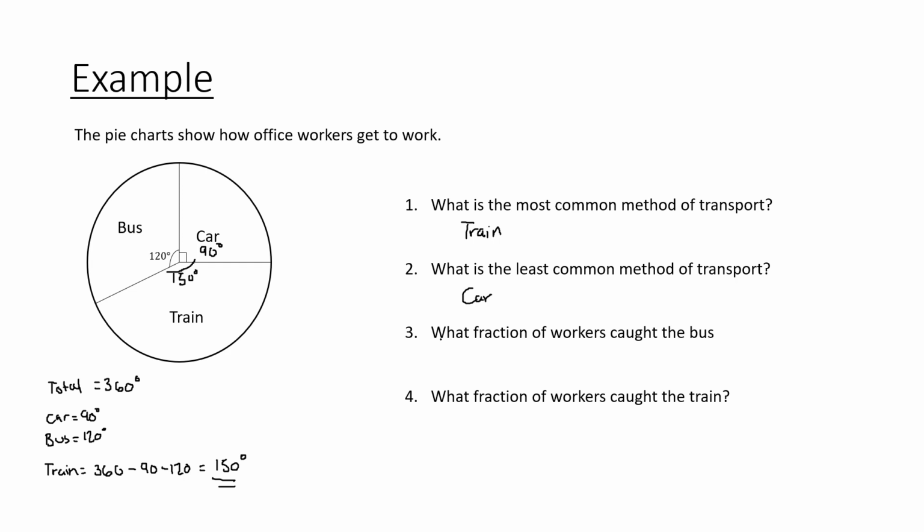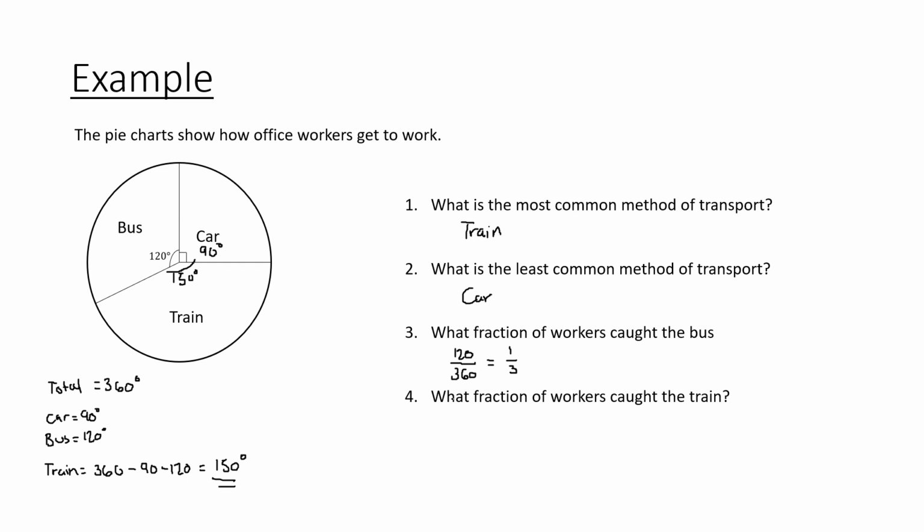Question 3, what fraction of the workers caught the bus? So remember fraction, we do our angle of our section, which for bus is 120. We divide it by our total angles, which is 360. If we put that into our calculators, it simplifies down to 1/3. So the fraction of workers that caught a bus, simplified, is 1/3.